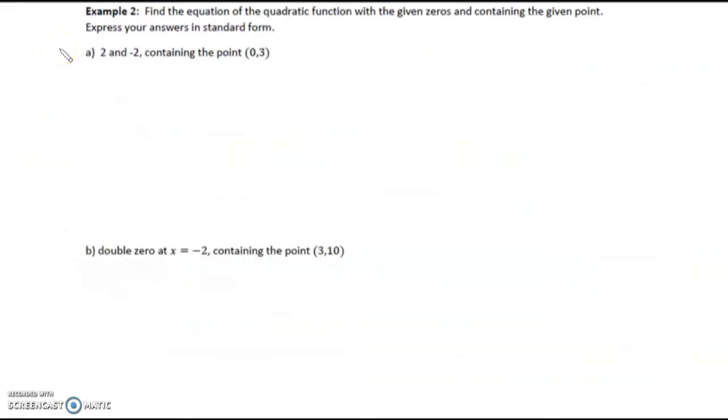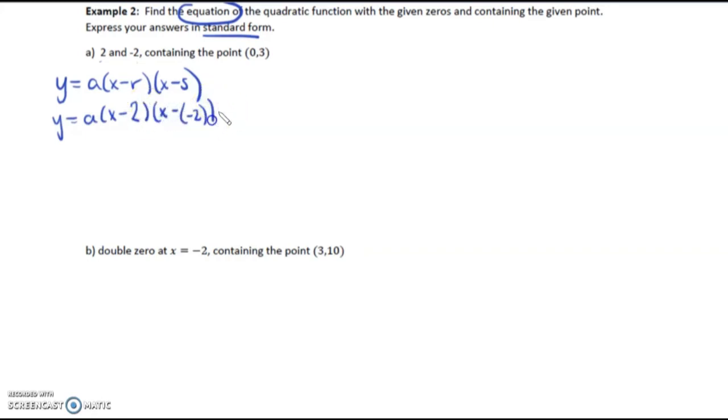Find the equation of a quadratic function with the given zeros and containing the given point. This is specifically the equation, and we're going to express it in standard form. We're going to start with y equals a, x minus r, x minus s, and sub in the 2 and negative 2: 2 for r, and negative 2 for s. We're also going to sub in x equals 0 to both places where we have an x, and then y equals 3.